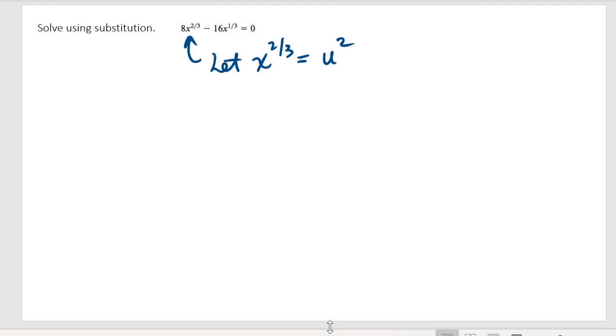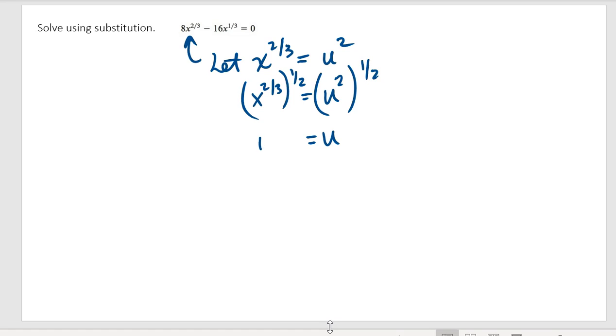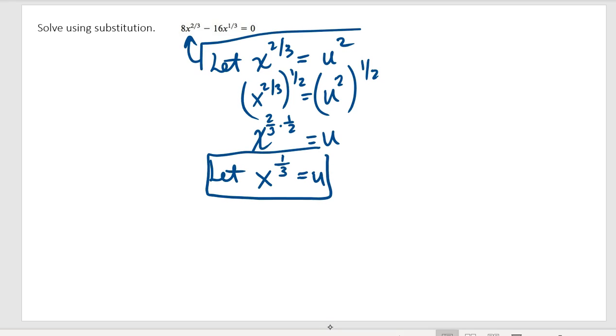Now, I want to find out what u is. So I'm going to take the square root of both sides, which is the same thing as multiplying or raising both sides to the power of 1/2, if you like to think of it that way. So you can see this side would become 2/3 times 1/2, which would be 1/3. So these are our two substitutions we're going to use.